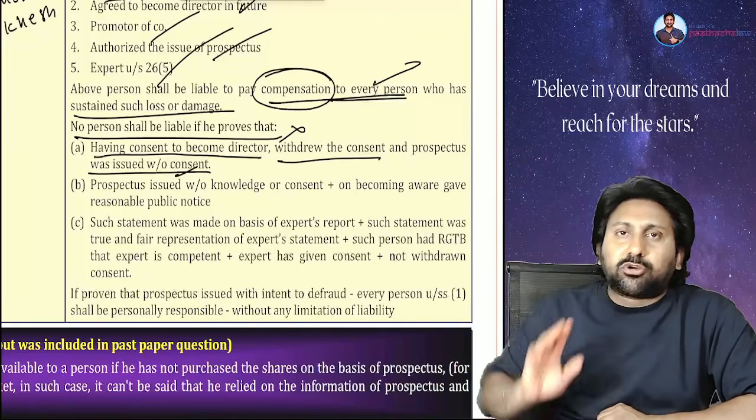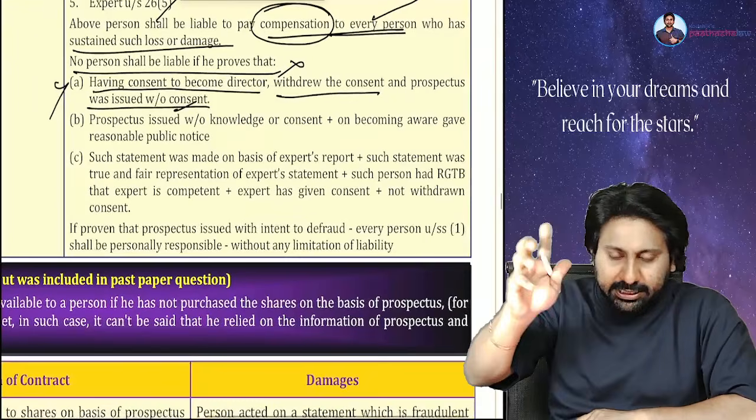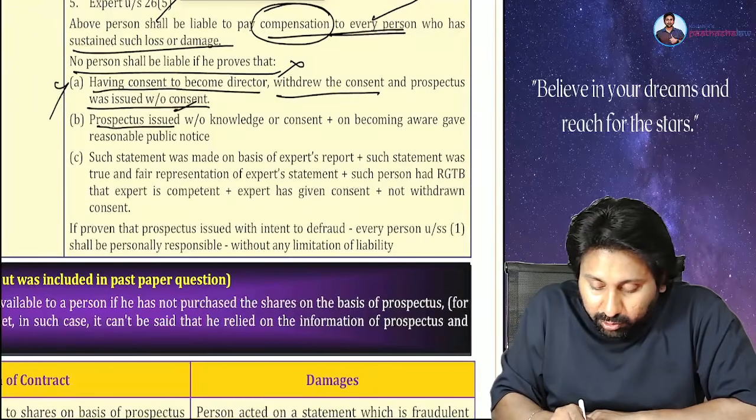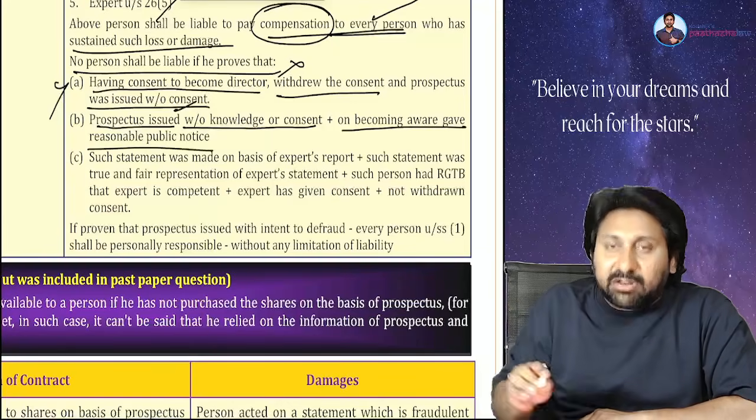Without my consent, you issued the prospectus with my name. I will not be responsible. Okay. Next, second one. Prospectus issued without knowledge or consent, on becoming aware, gave a reasonable public notice.